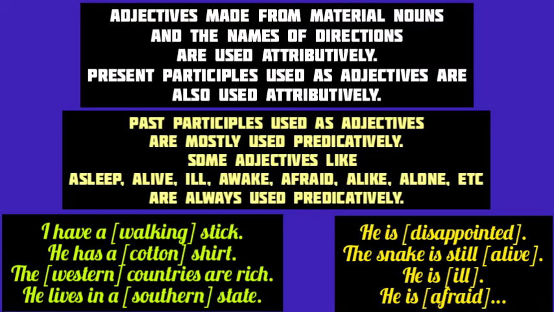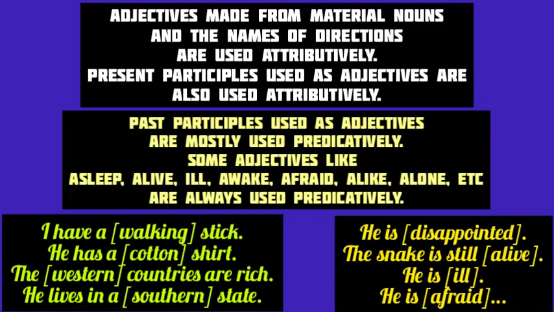Adjectives made from material nouns are always used attributively. For example, in the sentence, "He has a cotton shirt," cotton is a material noun used as an adjective to describe the noun shirt. So it's used attributively here. Also, the adjectives made from the names of directions are used attributively. For example, in the sentence, "The western countries are rich," the adjective western is used attributively. And in the sentence, "He lives in a southern state," the adjective southern is also attributive.